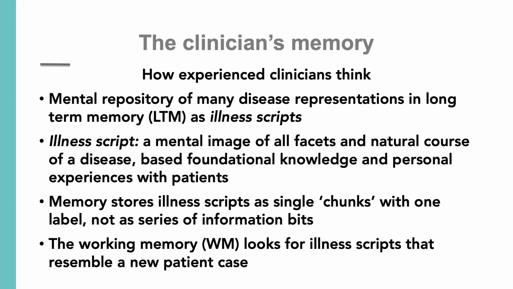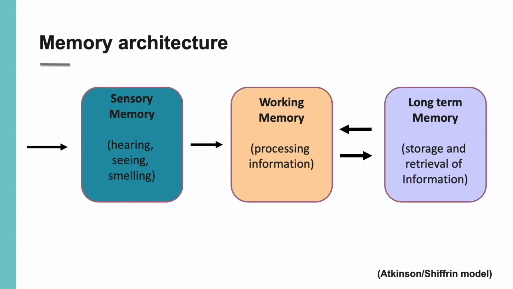Now let's explain what the working memory actually is. If we think of the memory architecture of a person, there are three components according to the Atkinson-Shiffrin model. There's a sensory memory, working memory, and a long-term memory. The sensory memory is very rapid. It's about hearing, seeing, smelling. The working memory basically is a processing unit that processes information to be stored in the long-term memory, and it needs to be retrieved when necessary.